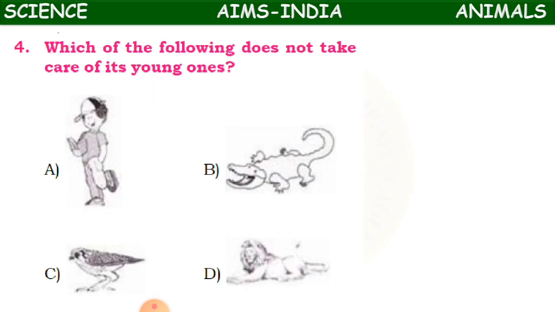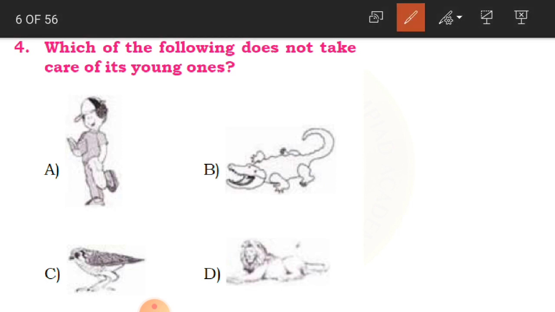Clear? Now we'll go with the fourth question. Which of the following does not take care of its young ones? Here you are given 4 pictures. One is a human being, B is a crocodile, C is a bird, D is a lion. From these 4 creatures, which does not take care of its young ones?